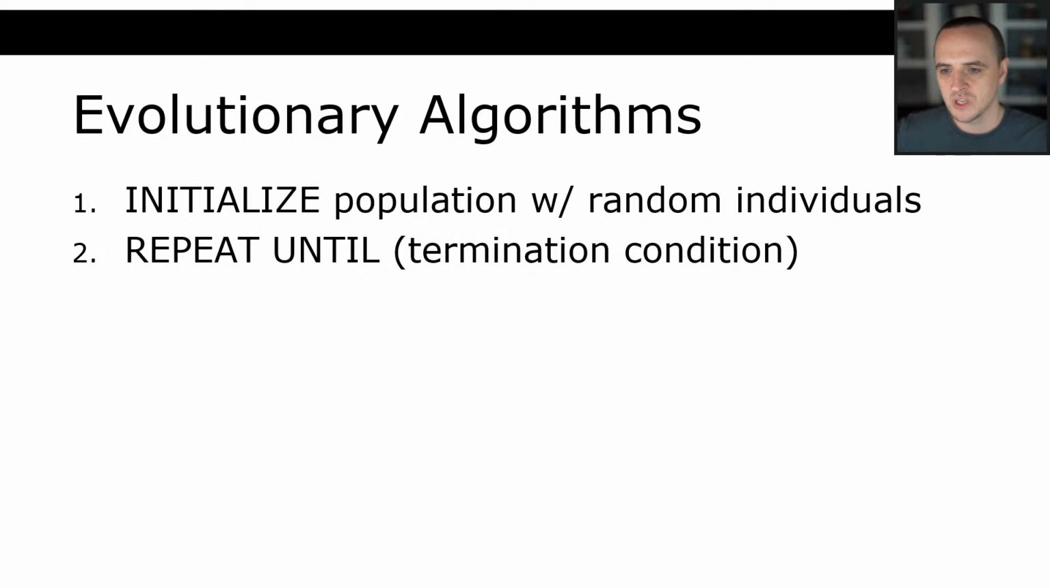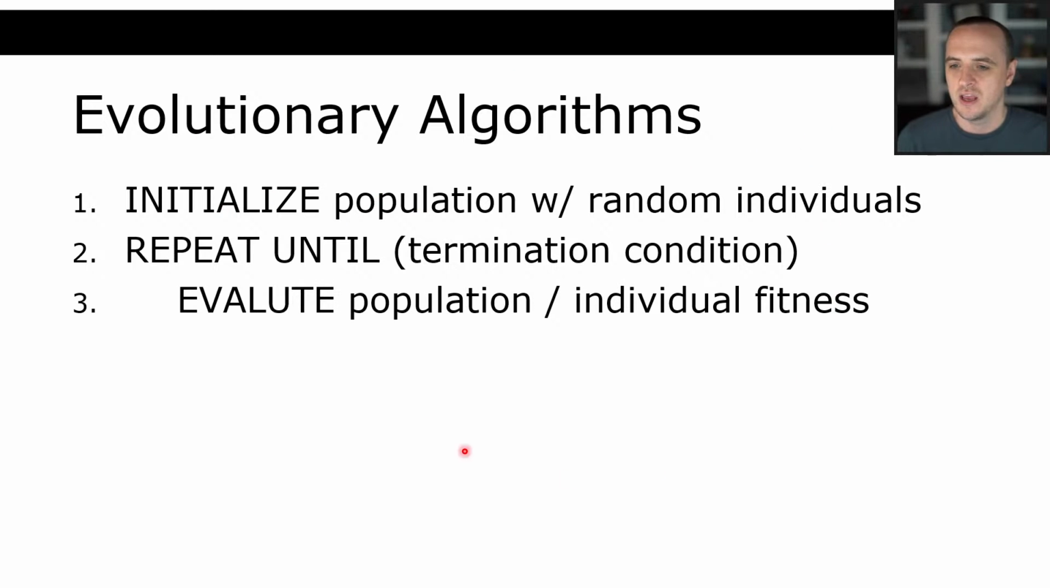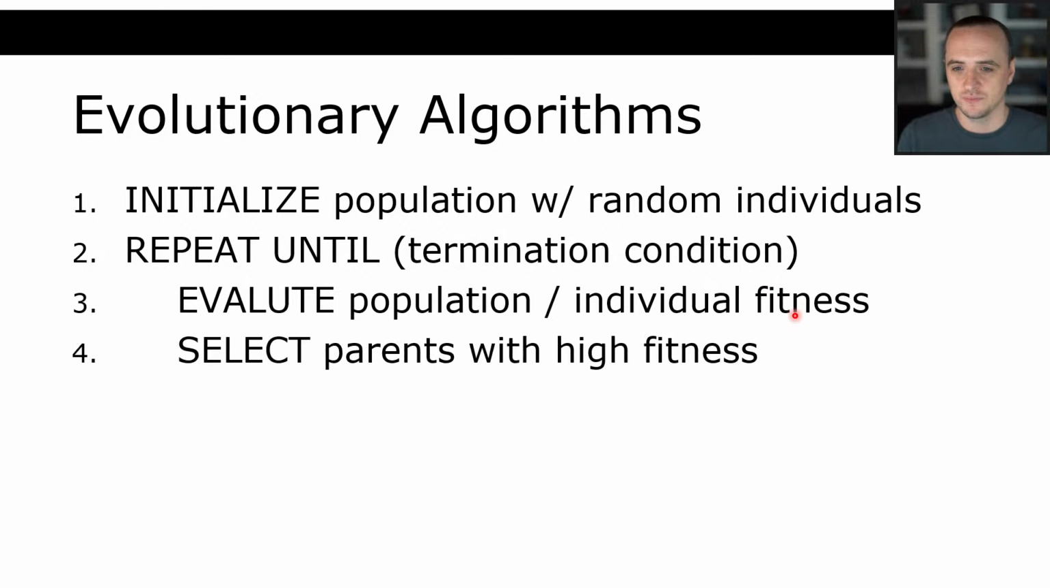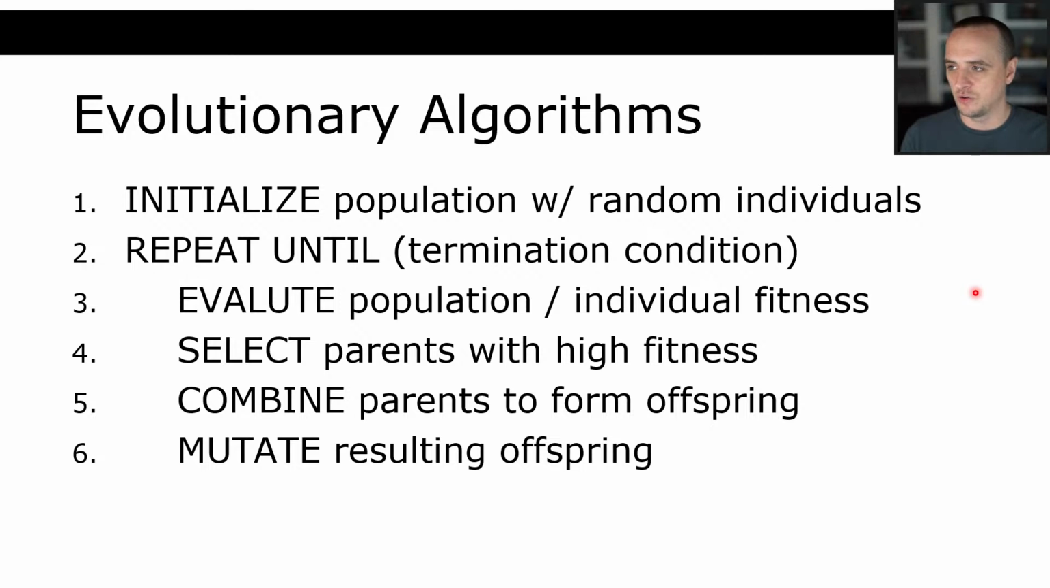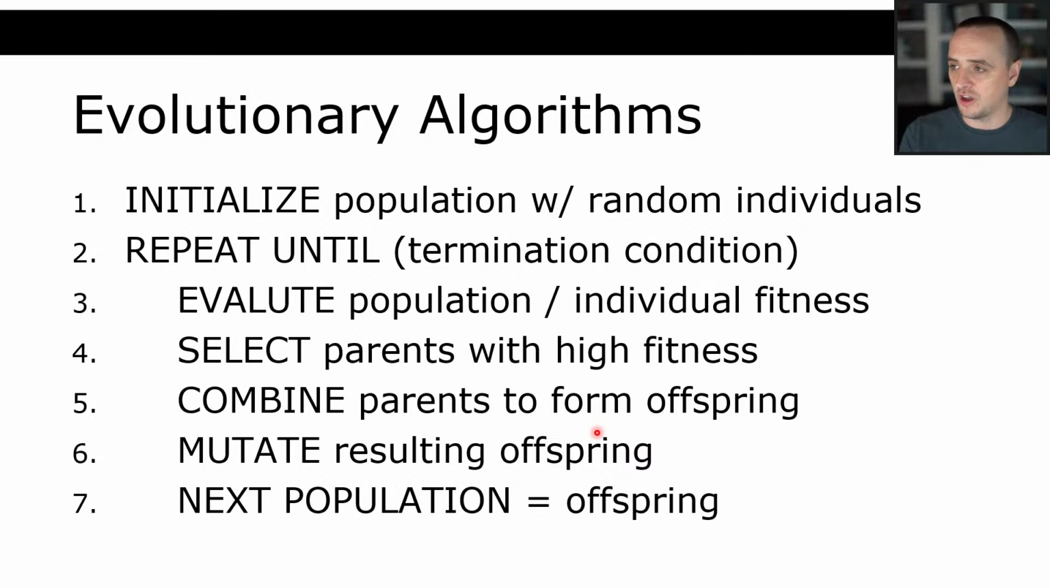So once we have the initial population, the process that we want to repeat is: evaluate that population and get all of the individual fitnesses, select parents from the population with high fitness, combine those parents to form offspring, mutate those offspring, and then those offspring form the next population. And then this process repeats. Over time, ideally, this will raise the fitness of the population and give you good candidate solutions.